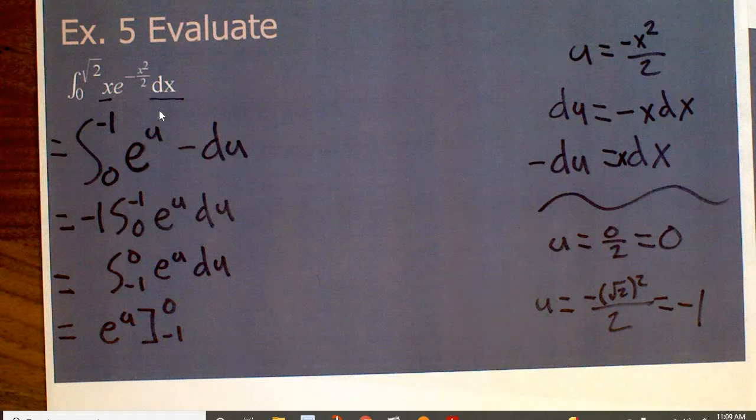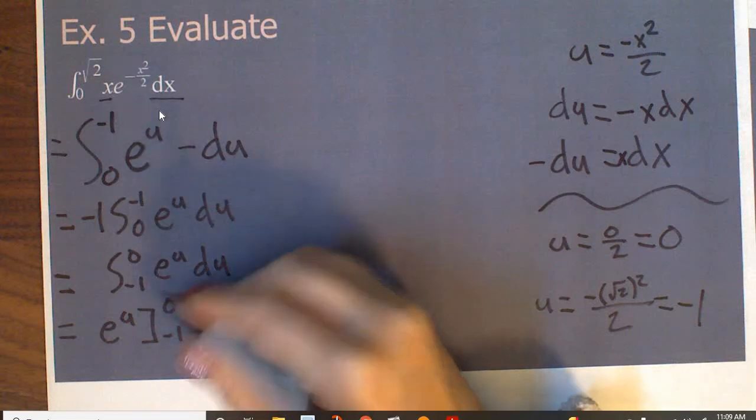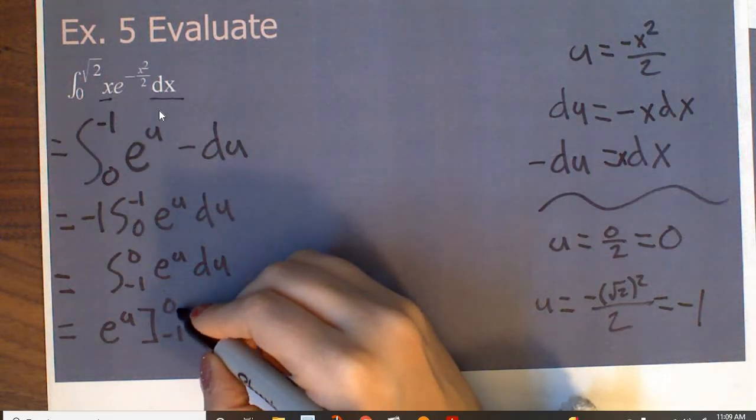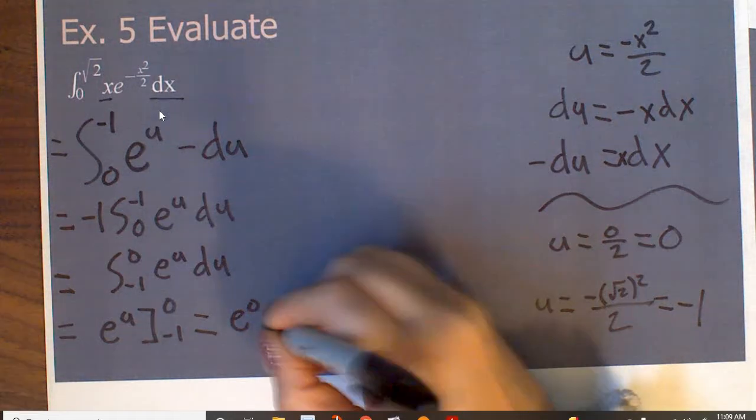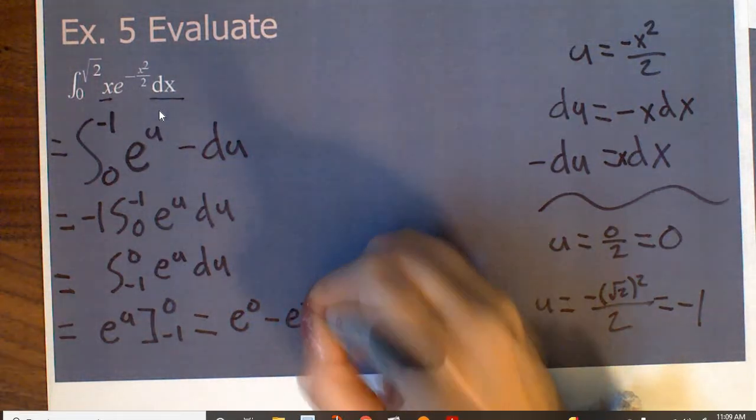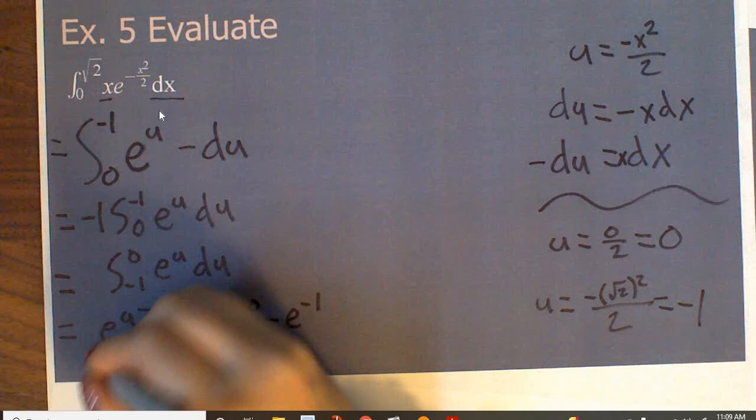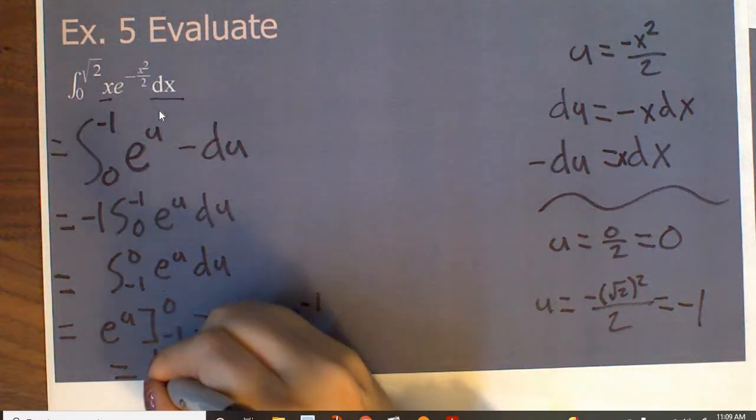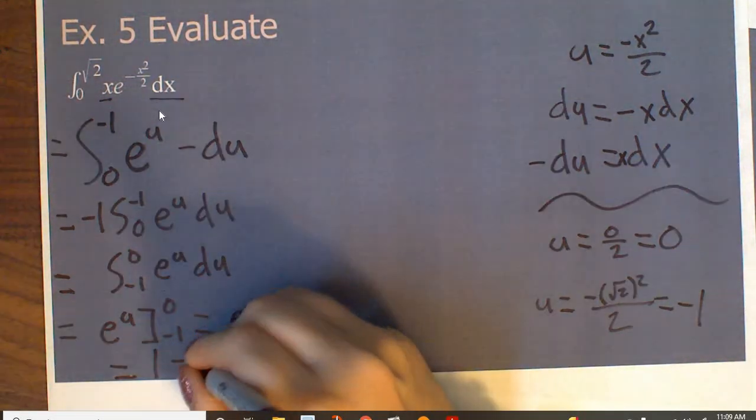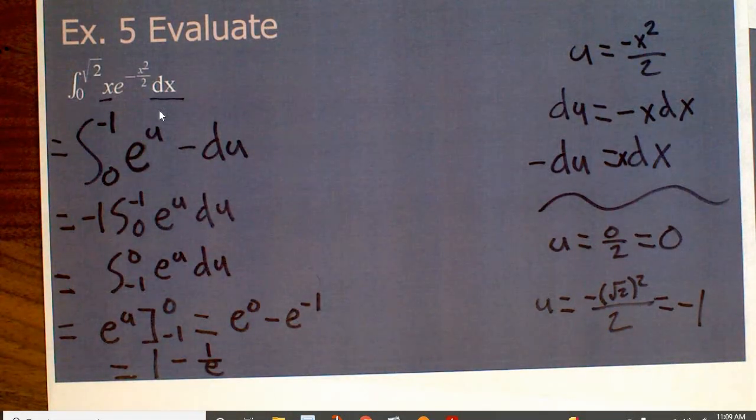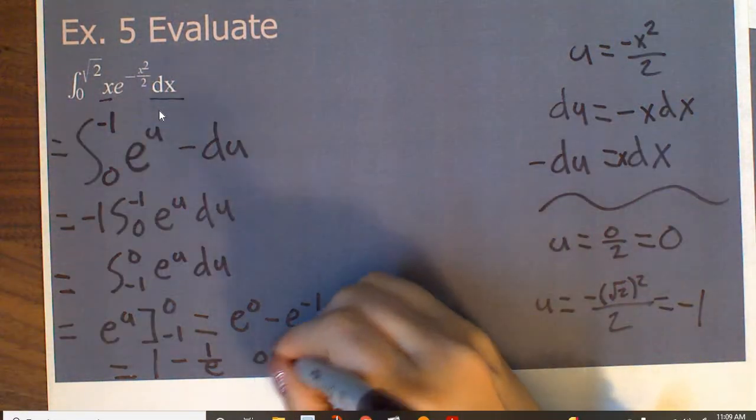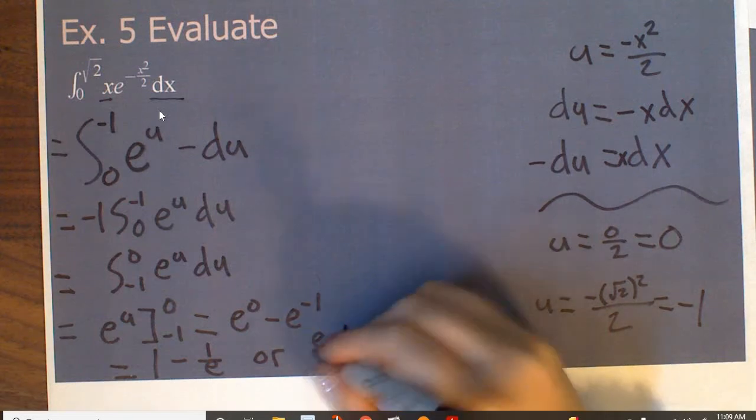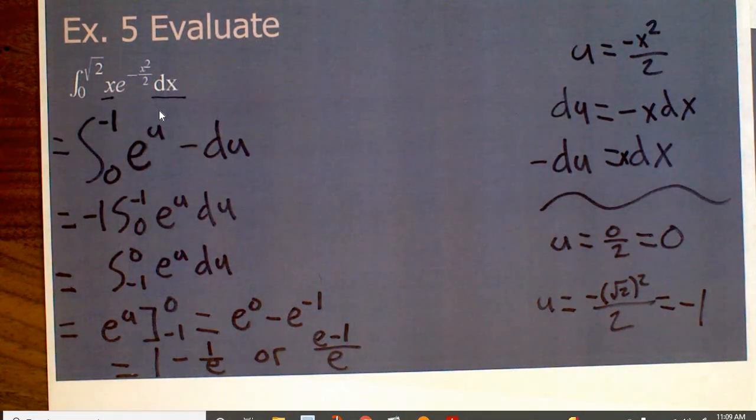Again, remember that because I went ahead and switched my bounds to be in terms of u, I don't have to plug my x's back in, which is nice. So then we plug in our top bound first. So we have e to the 0 minus e to the negative 1. E to the 0 gives us 1 minus 1 divided by e. Or if we found a common denominator, we could do e minus 1 divided by e.